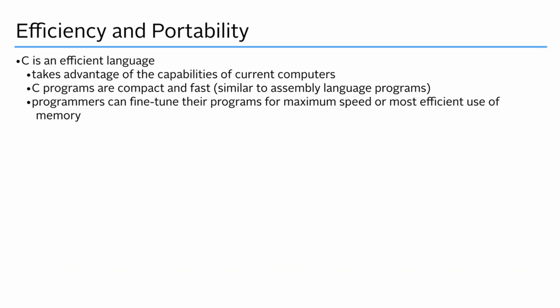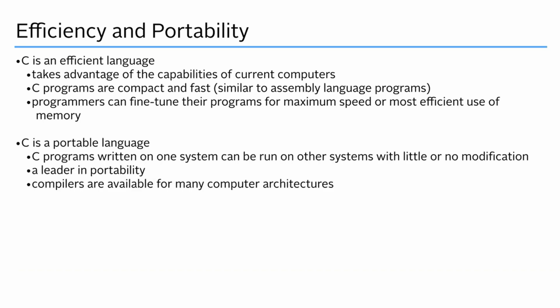That's an efficiency. Programmers can fine-tune their programs to make them even more efficient because it is such a low level language. They can make more efficient use of memory. You can't do things like this in Java. Java has its own garbage collector and you can't manipulate the memory to be more efficient. So C is an efficient language. And it's a portable language.